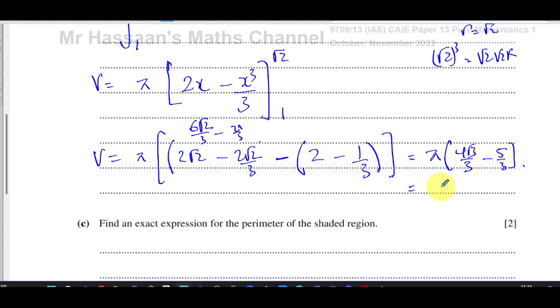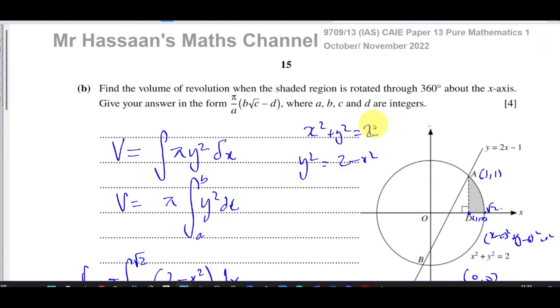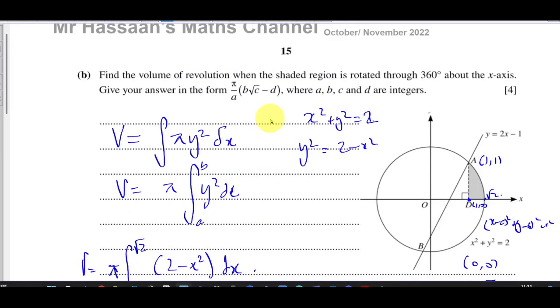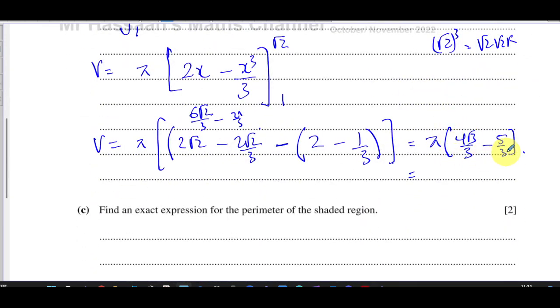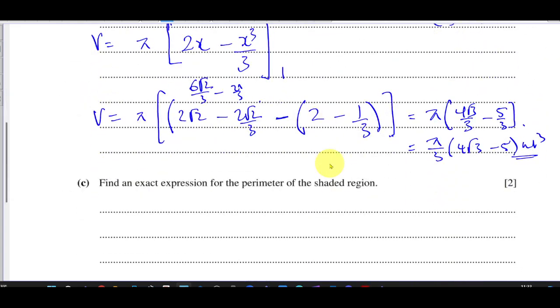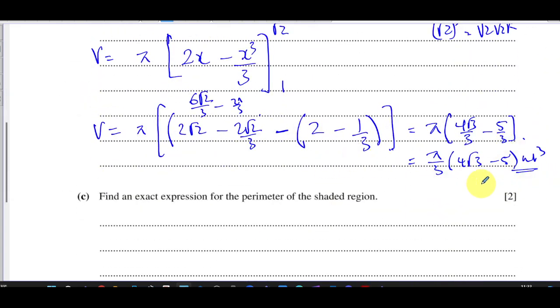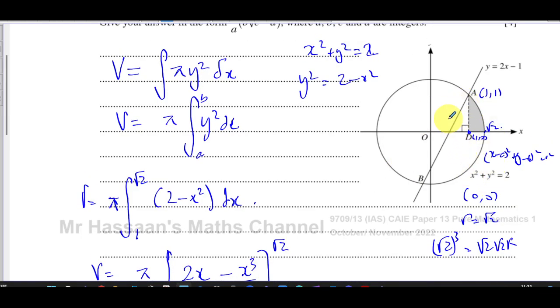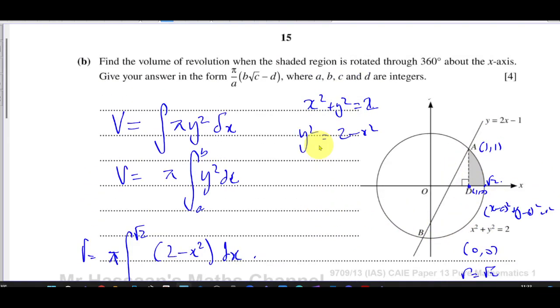So you end up with, in this form, pi over a, b root c minus d. So pi over a. You can see there's a 3 common. So pi over 3 times 4 root 3 minus 5. This is units cubed. Okay, pi over 3 times 4 root 3 minus 5. So it looks right. We have those integers in those places that we want. So it looks like we've done the right thing. So we found the volume of revolution of this as we rotate it around the x-axis 360 degrees.